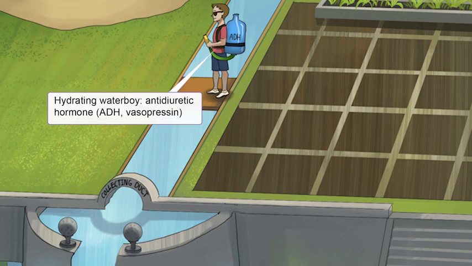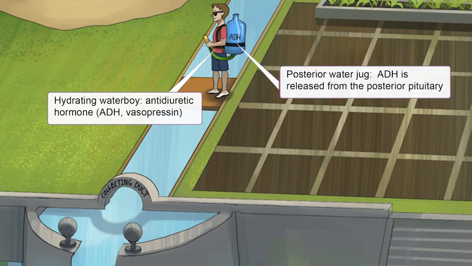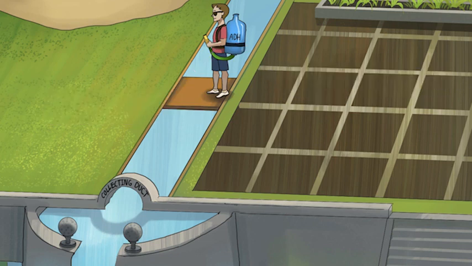ADH is a peptide hormone released by the posterior pituitary in response to rising plasma tonicity or falling blood pressure. To emphasize the posterior pituitary, we have the water boy wearing his big water jug backpack posteriorly. ADH possesses antidiuretic properties, of course, but as the name vasopressin implies, it possesses vasopressor properties as well.